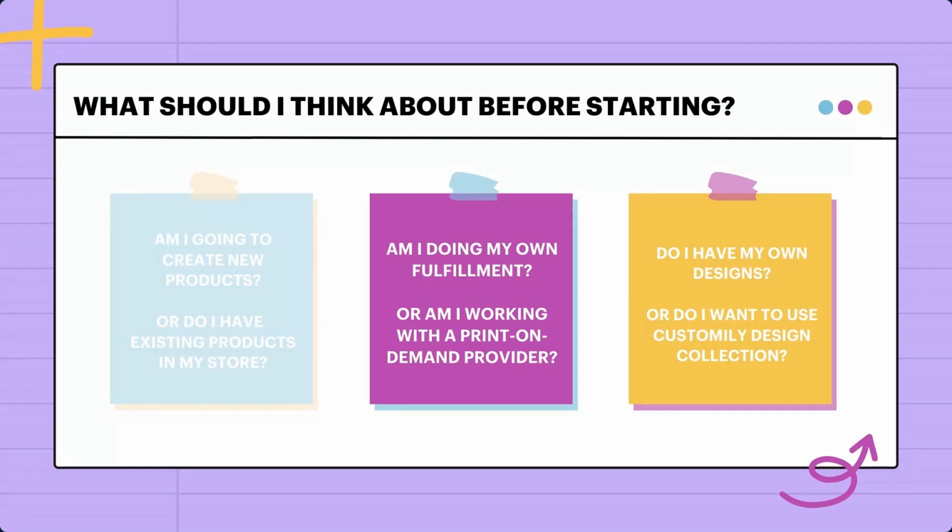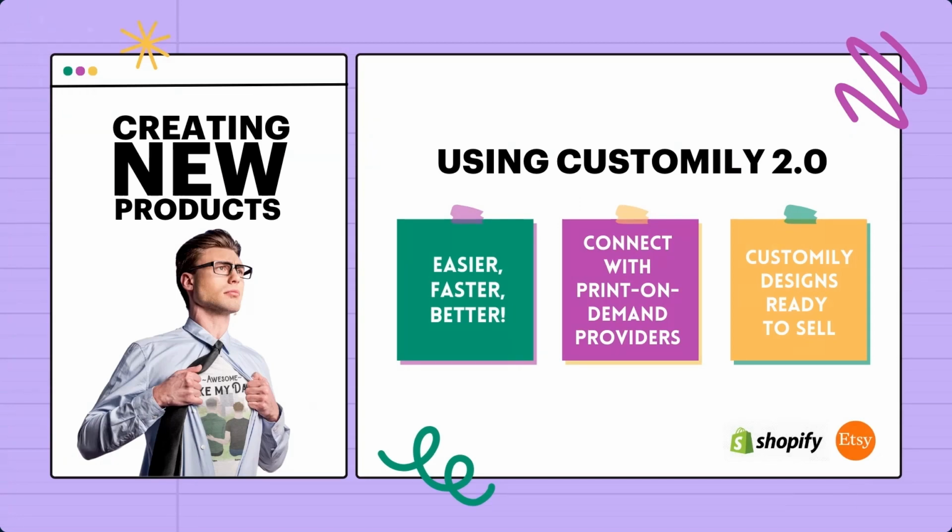Now, these two questions will be the entry point to use what we call Customily 2.0. This is our latest update and will allow you to create new listings more easily, faster, and better. This option is only available for Etsy and Shopify stores.